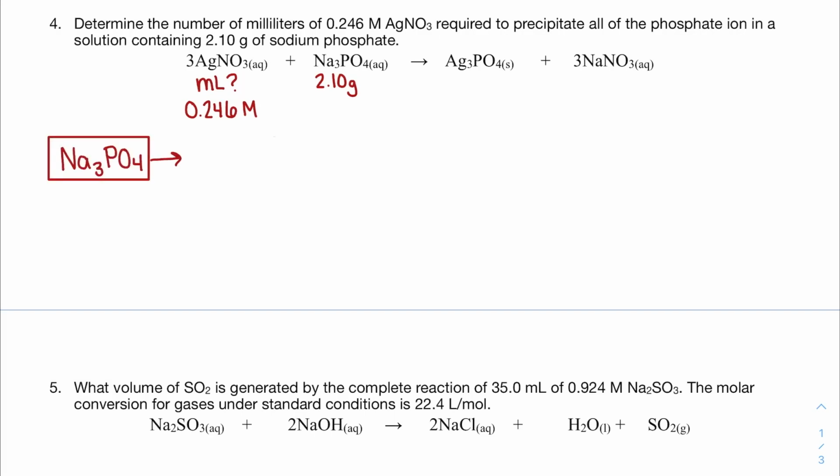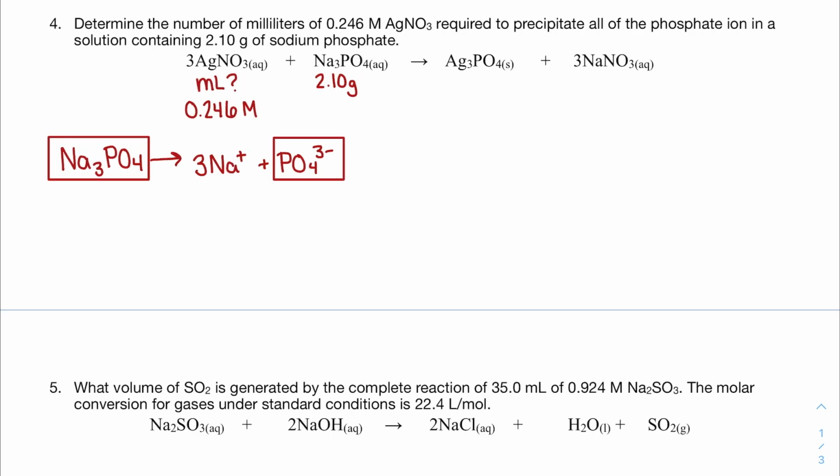First, I want to look at sodium phosphate, and I want to break it down into its specific ions. So I have 3 sodium ions and 1 phosphate ion. What I have there is a 1-to-1 mole ratio. So whatever I have in moles of sodium phosphate, that is how many moles of phosphate ions I have. It's always good to double check this because it's something else that could need to be added to a calculation. In this case, it's 1-to-1, so I'm going to treat my sodium phosphate like it is my phosphate.